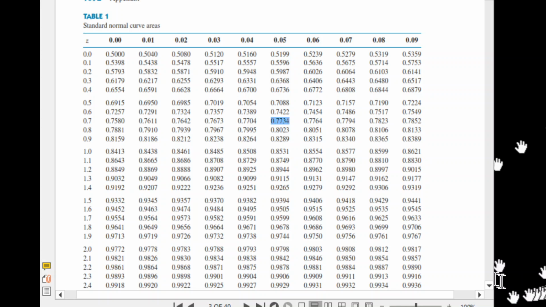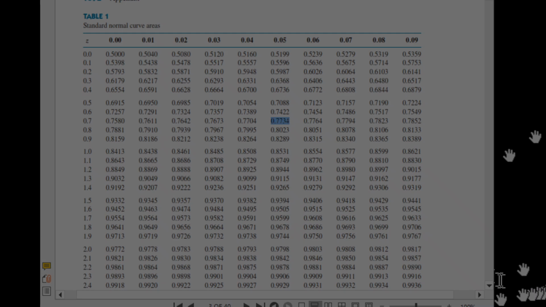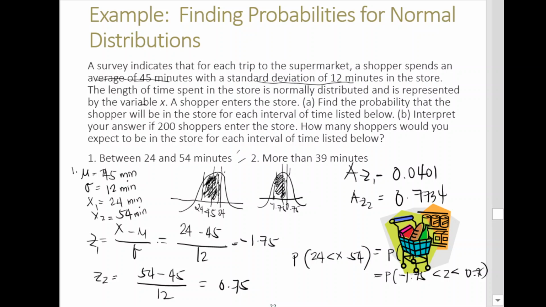Okay, so we can now go back to our scene. So kung makikita nyo dito, nilagay ko na dito yung mga values, yung Z1, 0.0401 at saka 0.7734. So as made last time, para makuha nyo yung value in between, ima-minus nyo lang yan, so that would be A2 minus A1. Okay, so therefore, your probability dito ay 0.0401, no, baliktad. A2 muna.